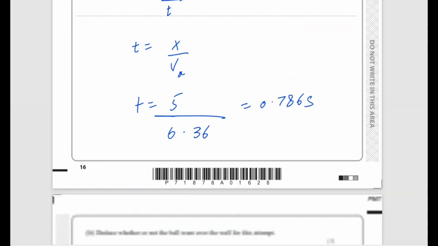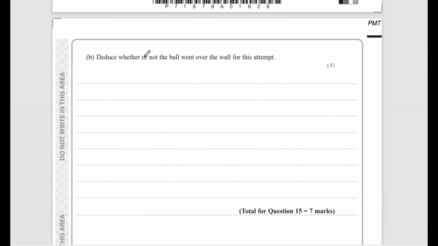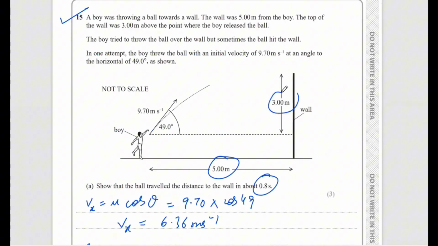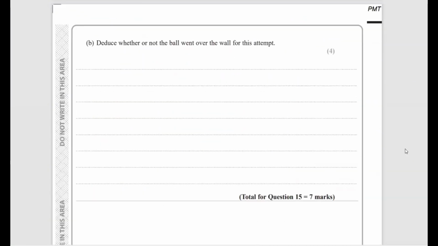Now in the B part, we need to deduce whether or not the ball went over the wall for this attempt. You can see that the height of the wall above the boy was 3 meters. So we'll calculate the maximum vertical height, or the vertical distance covered by the object. If that distance comes out to be greater than 3, then it could pass over the wall. But if that distance comes out to be less than 3 meters, the ball is not going to pass over the wall. So we're just going to use the equation of motion.